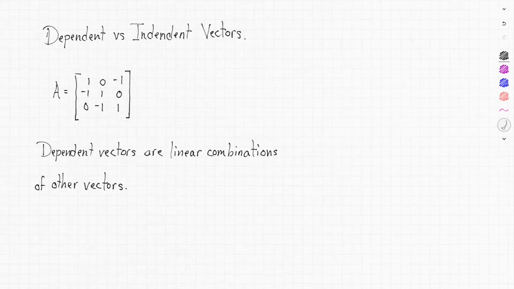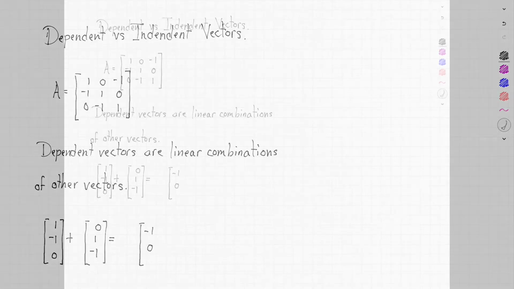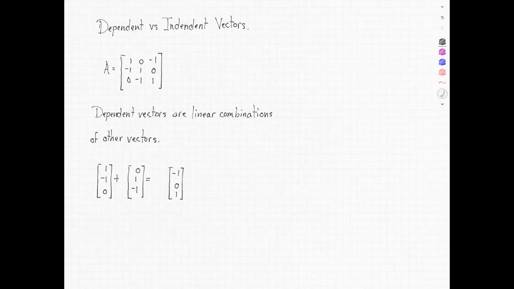So what that means is that if I take the columns of A, I have 1, minus 1, 0, plus, and then I'm going to leave a little space here, and you'll see why, because we're going to put a scalar there. 0, 1, minus 1, plus, and we're going to need to leave another space for a scalar, and then let's do it this way. Sometimes people see it easier this way. Equals, and then I'll put a scalar there, equals this third vector, minus 1, 0, 1.